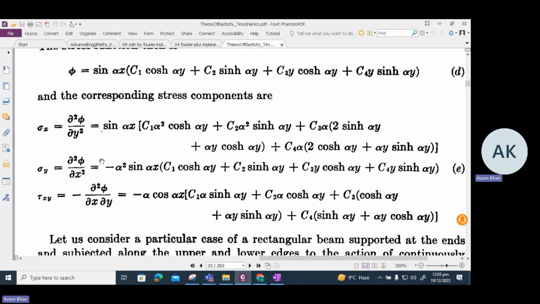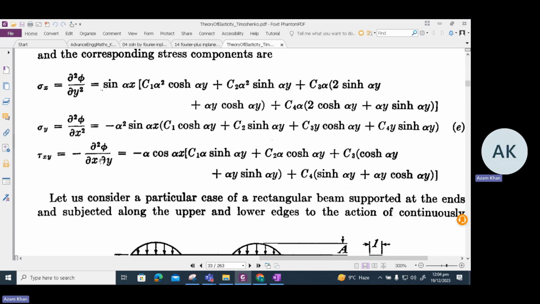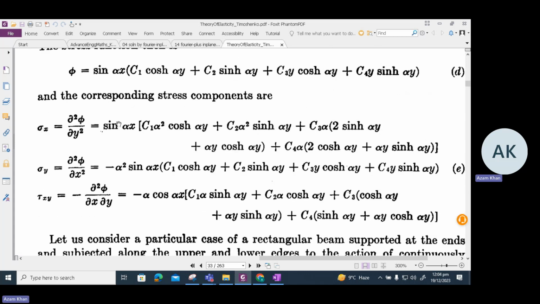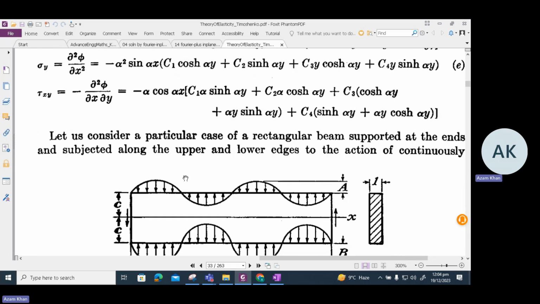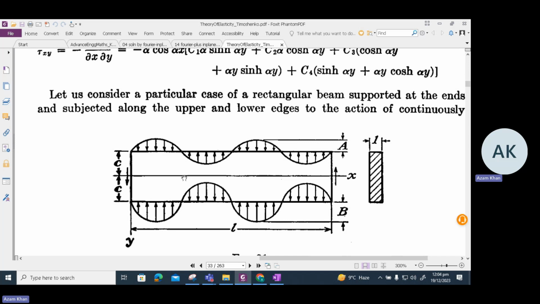After finding out the stress components, now we can use the boundary conditions to get our constants C1, C2, C3, and C4. So, for example, consider a case where we have load in the form of sine wave applied at the top and bottom of the wall. We have a coordinate system xy shown in this figure. The origin is starting from the left side of the wall.